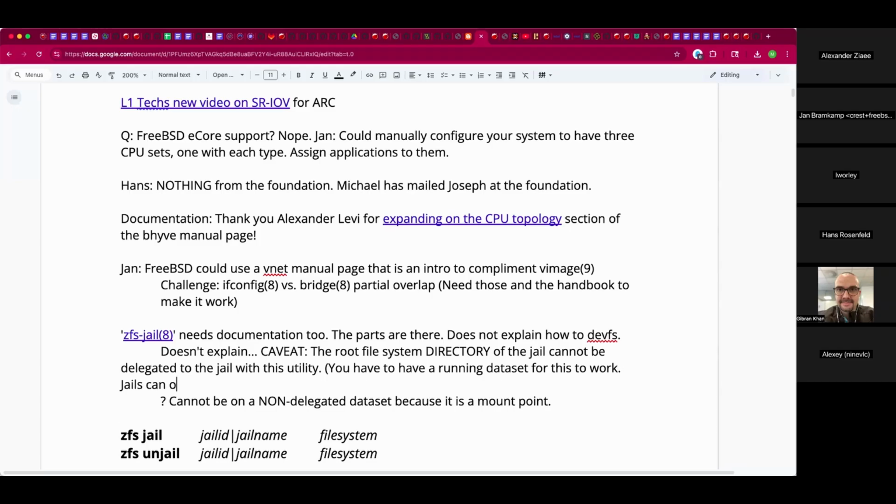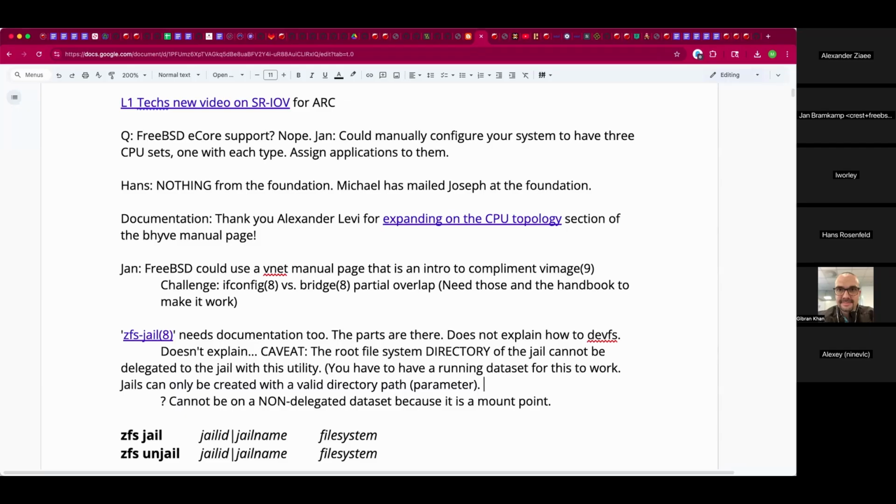So when you create a jail, you have to specify the path parameter, and that has to resolve to a directory. So that directory must already exist. And only once you have created this jail can you then take datasets and assign them to the running jail. Okay, so it must exist.